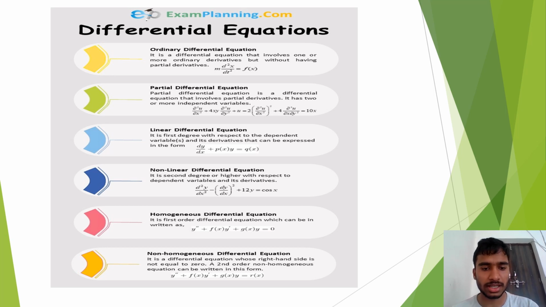Homogeneous differential equation: it is a first order differential equation which can be written as this. Non-homogeneous differential equation: it is a differential equation whose right hand side is not equal to 0. A second order non-homogeneous equation can be written in this form.